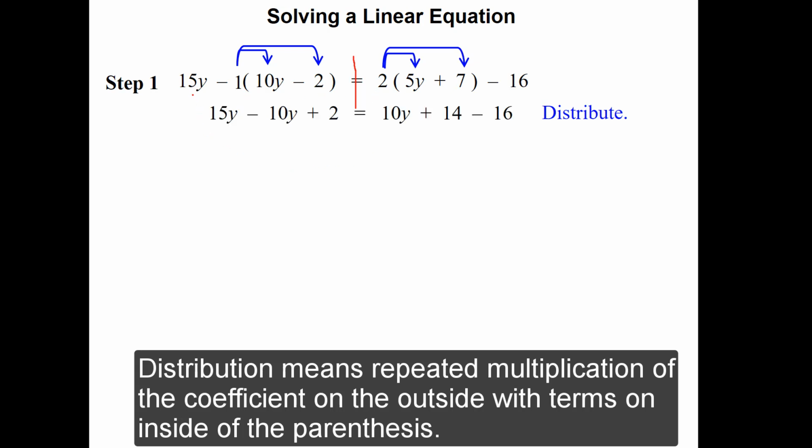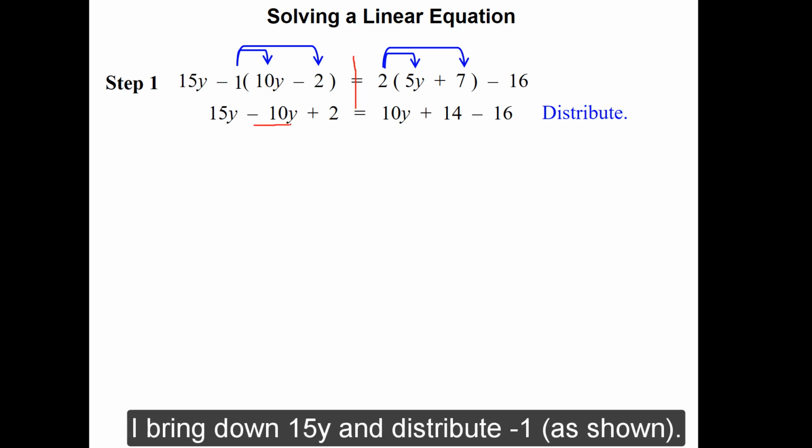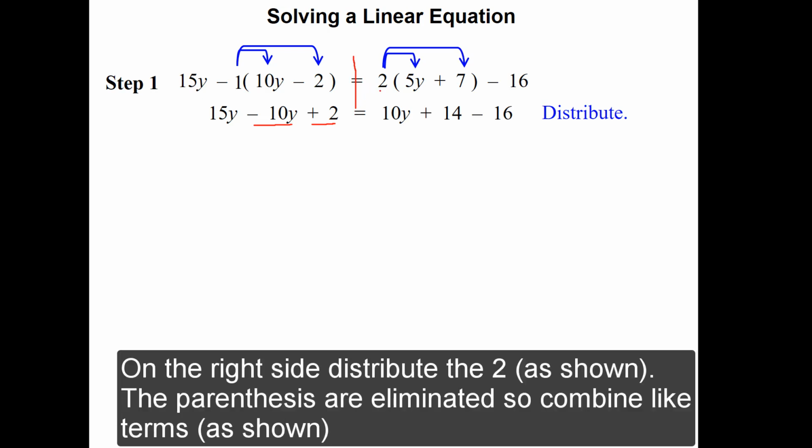So when I do that, I bring down my 15y. -1 times 10 is -10y. -1 times a -2 is a +2. And then on the other side of the equal sign, 2 times 5, that would yield a 10y. And then 2 times 7 is 14. So the parentheses are eliminated.